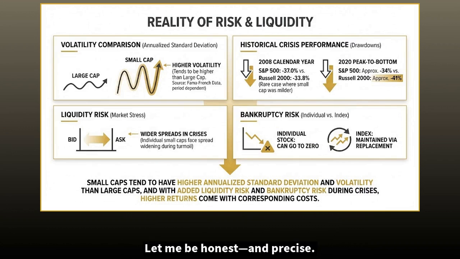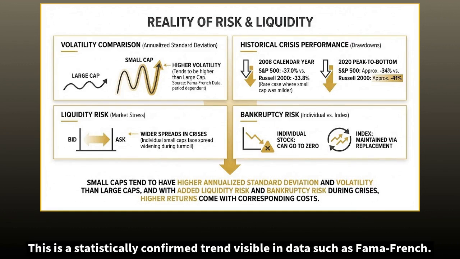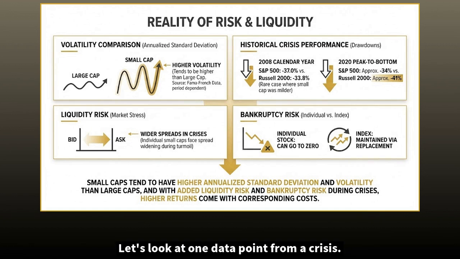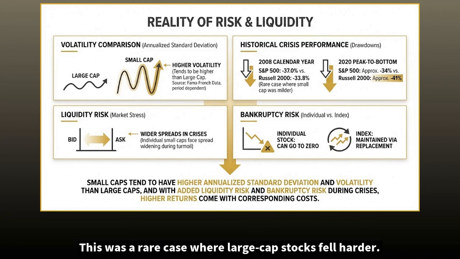Let me be honest and precise. Small cap tends to carry higher volatility than large cap stocks. This is a statistically confirmed trend visible in data such as Fama-French. However, specific figures vary by period and by index. Let's look at one data point from a crisis, the 2008 financial crisis. Comparing calendar year returns. S&P 500 down 37%. Russell 2000 down 33.8%. Take note. This was a rare case where large cap stocks fell harder. The giants of the financial sector were the epicenter.